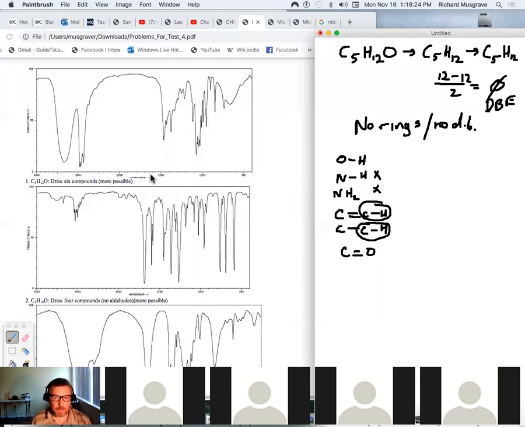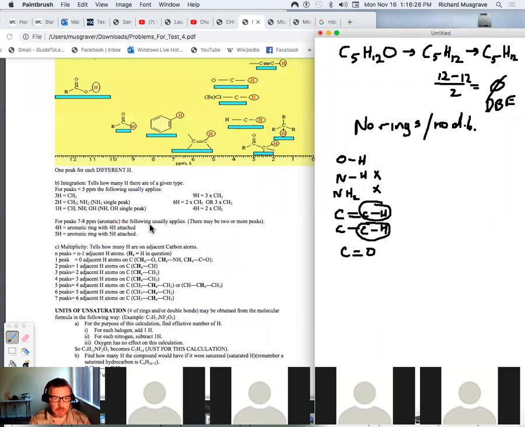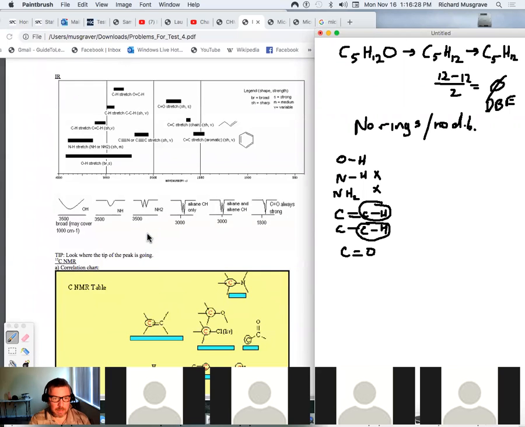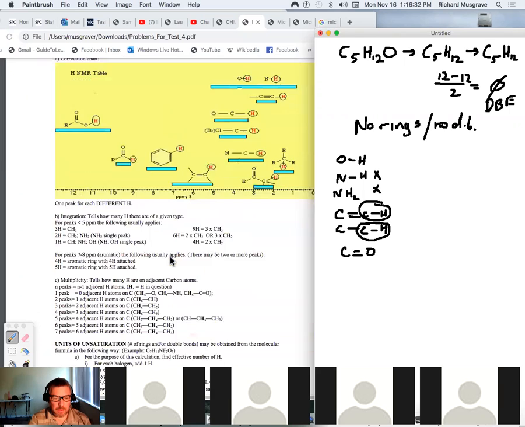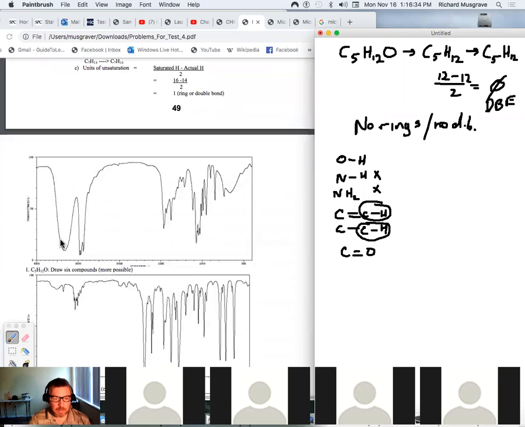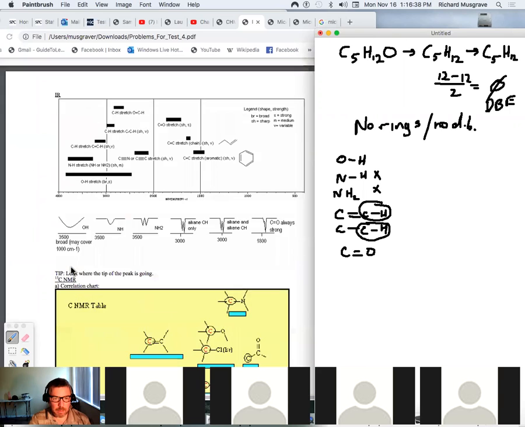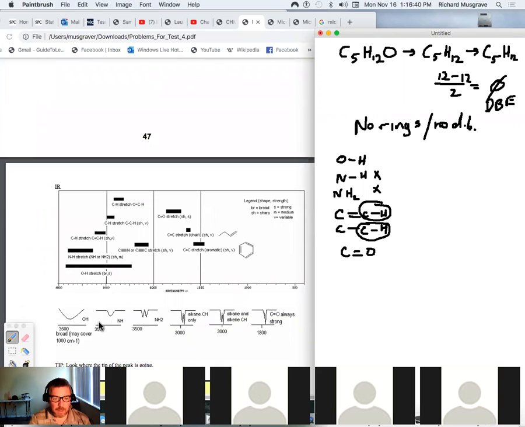All right, so what we do, let's look at the correlation chart here. And you'll notice we have this whopping peak here at about, looks like about 3,400. And that would lead me to believe that I had an OH stretch. So I think I have an OH in my compound.